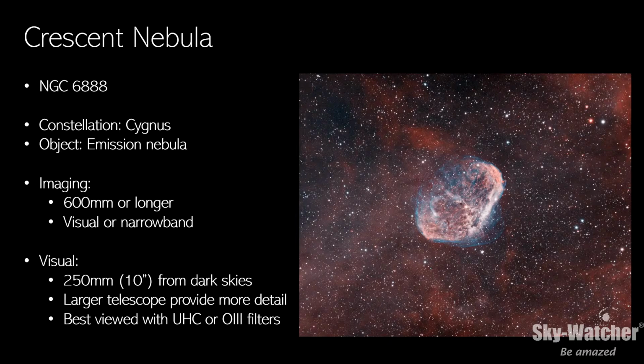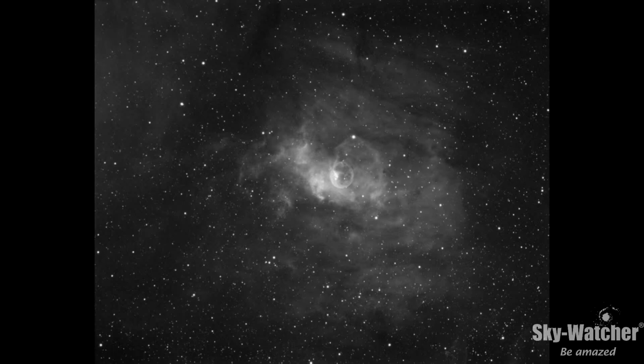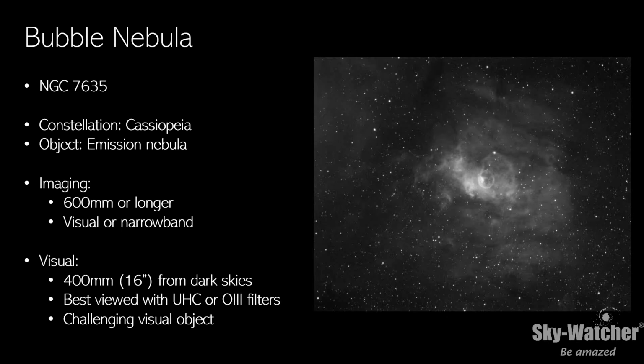Let's move on. Next one up. This is a great target right now. It's just starting to rise in the northeast part of the sky. This, of course, is the Bubble Nebula. The Bubble Nebula, or NGC 7635, is in Cassiopeia, and it's an emission nebula. There's a lot of other nebulas around this region. If you are using a really wide field or you're doing a mosaic, there's a ton of other stuff floating around here.